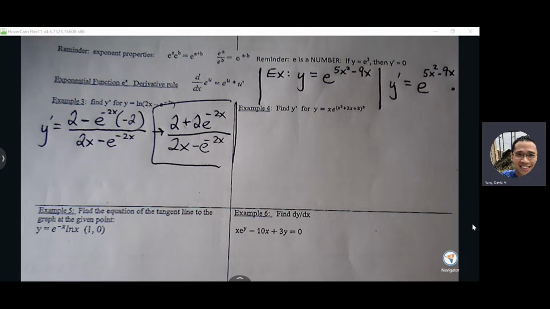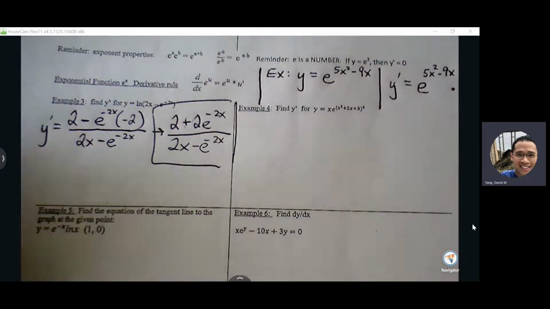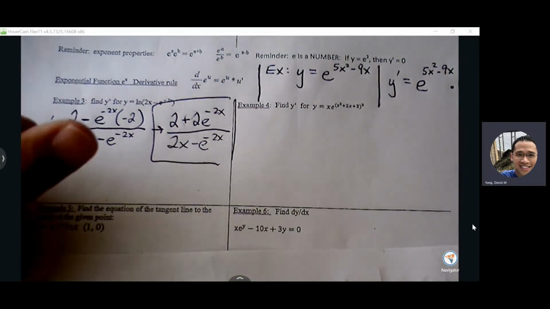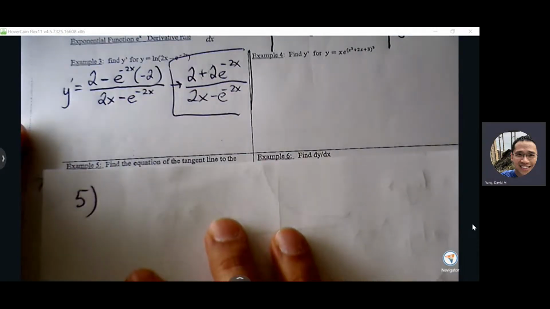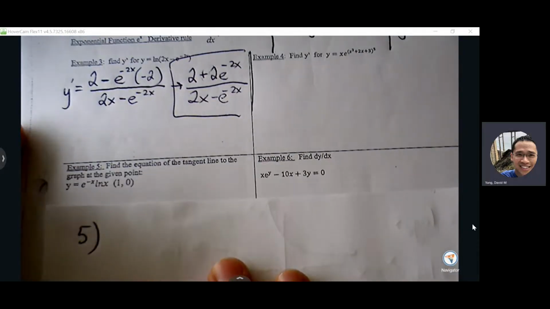Okay, all right, let's look at number 5. I'll put this on a separate sheet so I can see all the steps a little bit more clearly. We're going to skip number 4 here, so let's look at number 5. Number 5 says find the equation of the tangent line to the graph. So we're going to find the derivative, find the slope, and then use point slope form.